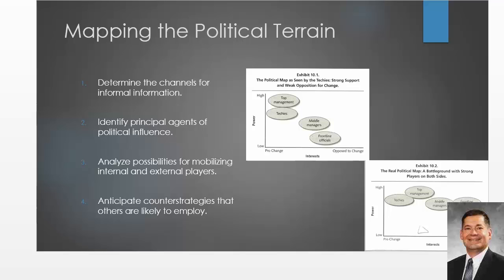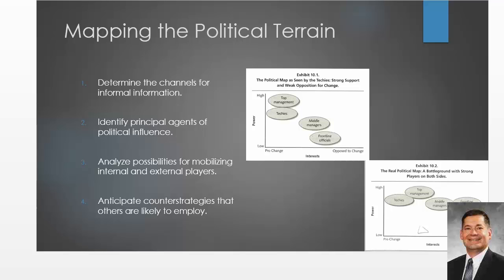All right, let's go to the second of our political skills, and this is mapping the political terrain. And here are the 4 steps associated with it. First of all is determining how information is going to get about, who are the principal agents that are going to play in that, how can you mobilize internal and external players, and how can you deploy or anticipate and respond effectively to counter strategies that others are likely to employ.